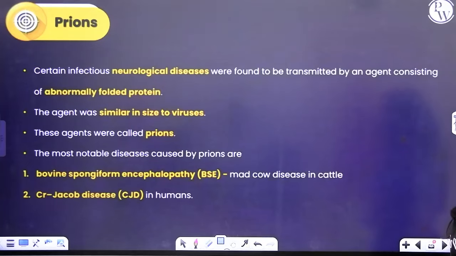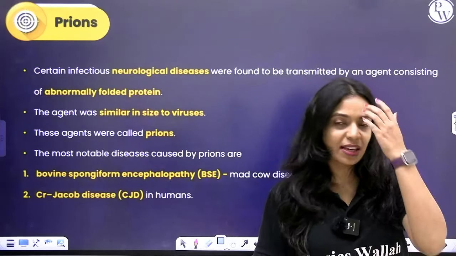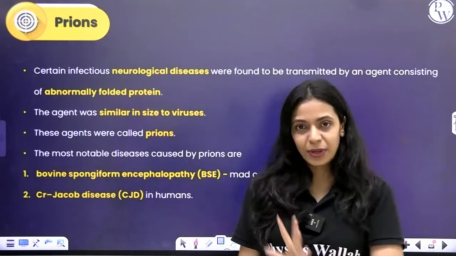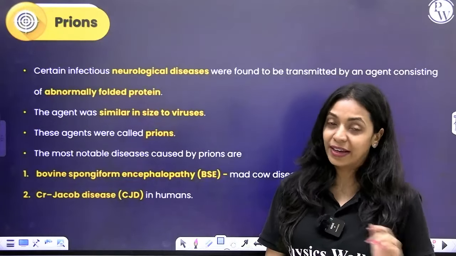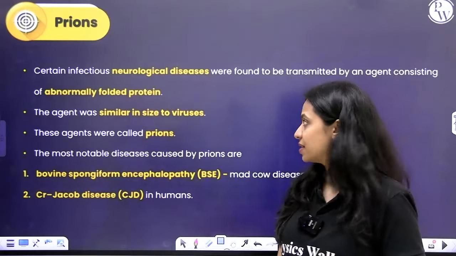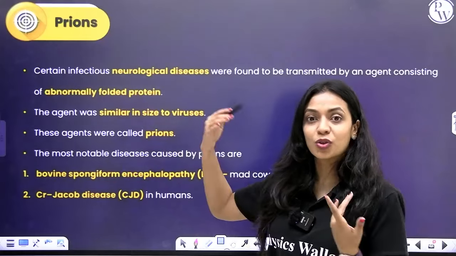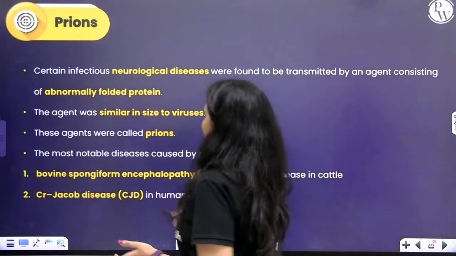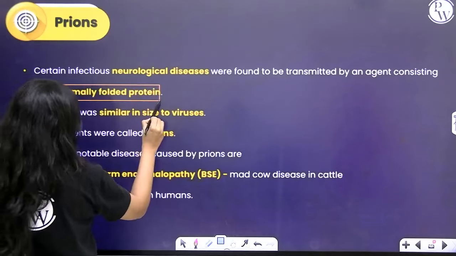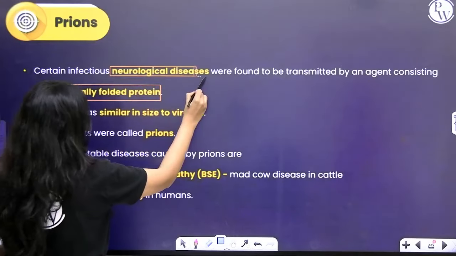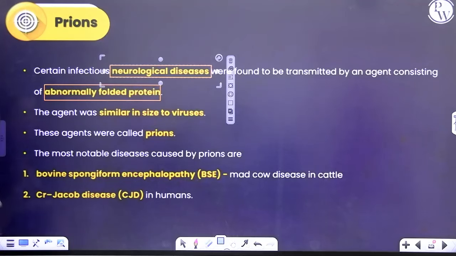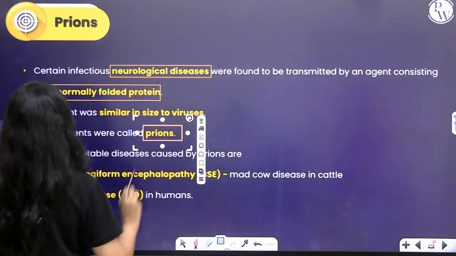Then we have something called prions. Prions are also infectious agents that are known to cause diseases in animals. Prions have a similar size as viruses. Viroids are the smallest. Here there is no genetic material, they are just proteins which are abnormally folded that cause diseases, generally affecting the neurological system. Your nervous system is affected. These agents are called prions.